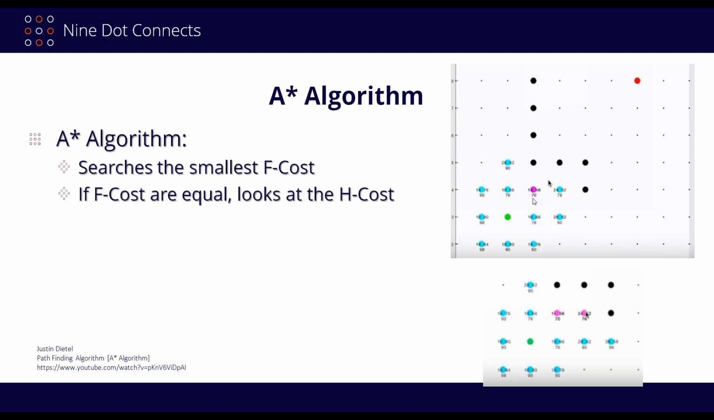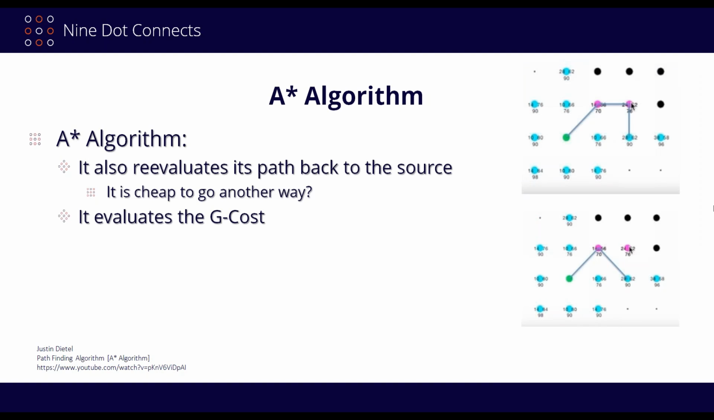And if the F cost, the total cost, is equal in another area, then it has to look at the H cost. And the H cost will be the differentiator at that point. And what I also mentioned earlier on is what's neat is that as this is progressing along, it evaluates back to where it started. And if it finds that there was a shorter path to go, it's going to redraw that path.